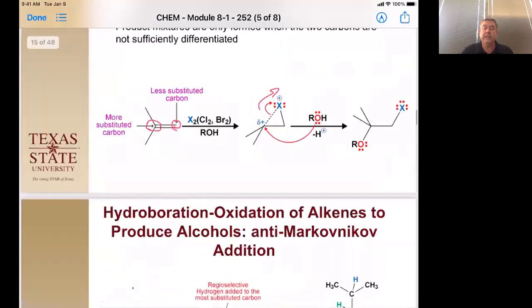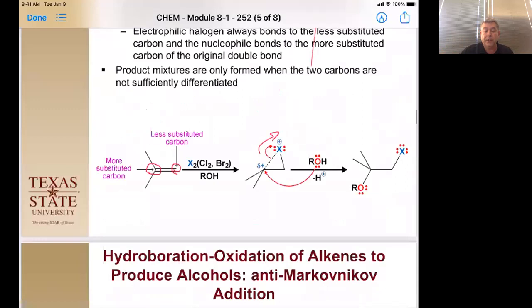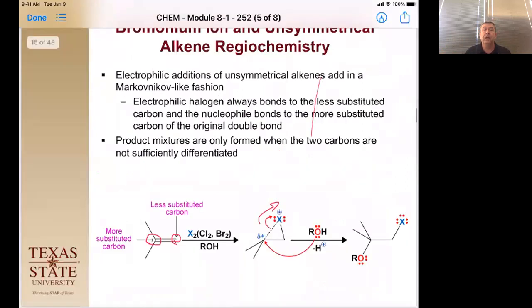But this works best if you have a primary carbon and a tertiary carbon. You're going to almost always have all of it on the tertiary carbon. Okay, questions on that? So our regiochemistry can be predicted by carbocation stability, or the partially positive charge found in our intermediate.